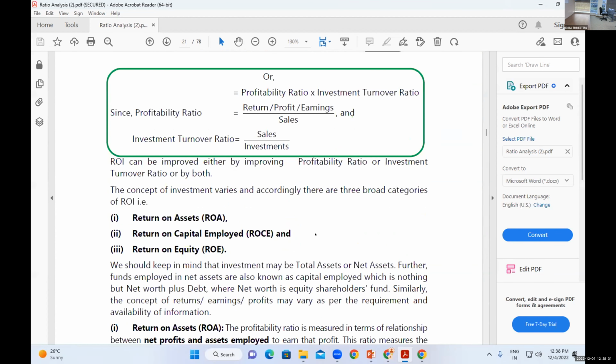You can compare your own ROI with your own ROI of last year. You can compare your own ROI of current year with your rival company's ROI in the current year. If you compare yourself with your rival company, same industry, another company, that's called inter-firm comparison. If you compare yourself with yourself at a different point in time, that's called intra-firm comparison. Okay.